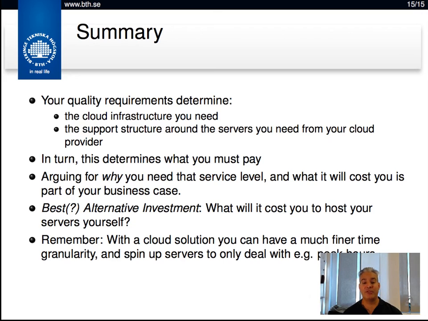Arguing why you need a service level, looking at those quality requirements, and making sure that you are building a solution that will cater for the right things, that's part of your business case. And you should also always keep in mind, if you go to the cloud, you have a certain service level, a certain level on all of those quality requirements. And what is the alternative investment? What would it cost for you to do this by yourself?